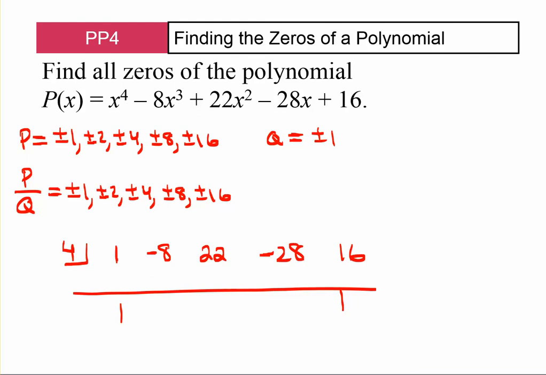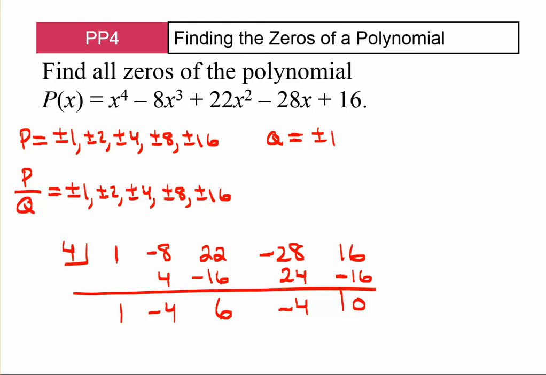So 1 goes down. 4 times 1 is a 4. Negative 8 plus 4 is a negative 4. 4 times negative 4 is a negative 16. Adding down, you get a 6 left over. Is that right? Yep. 4 times 6 is 24. Alright, adding down gets you negative 4. Negative 4 times 4 is negative 16. Perfect. There it is.